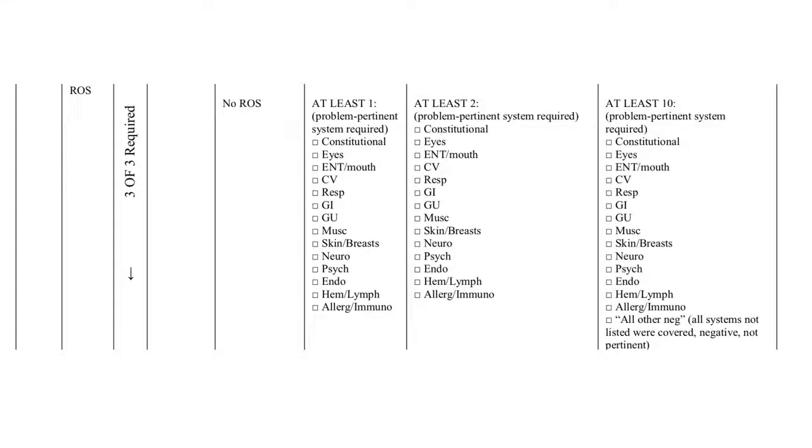As you can see, this chart breaks down the systems. In order to be a comprehensive exam, at least 10 systems must be reviewed, but only 1 system needs to be reviewed in an expanded problem-focused.